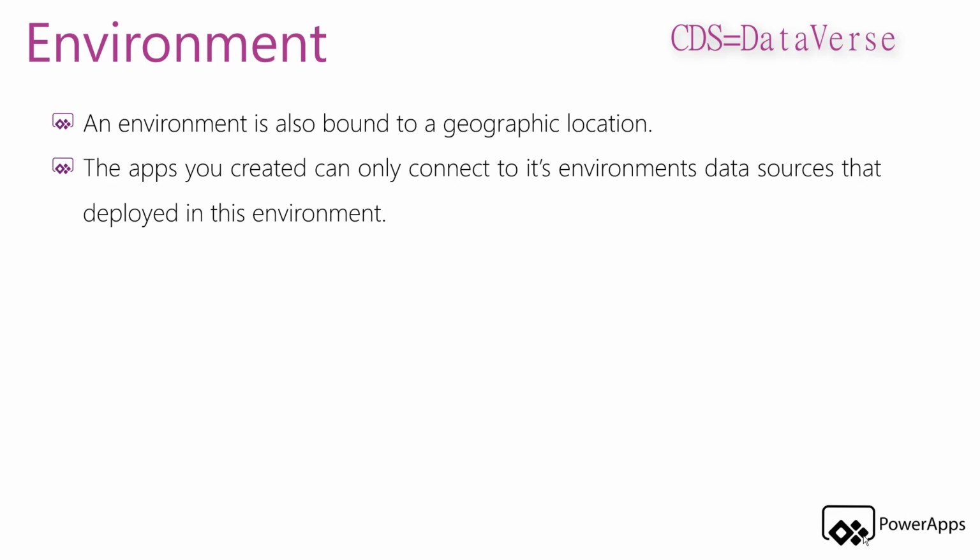The app you created can only connect to its environment's data sources. These data sources include connections, gateways, flows, and Common Data Service databases. So if you have separate environments, for example one environment for test and the other for production, the apps you created in the test environment can only use the data sources that are deployed in the test environment, and are not permitted to connect to the data sources in the production environment.